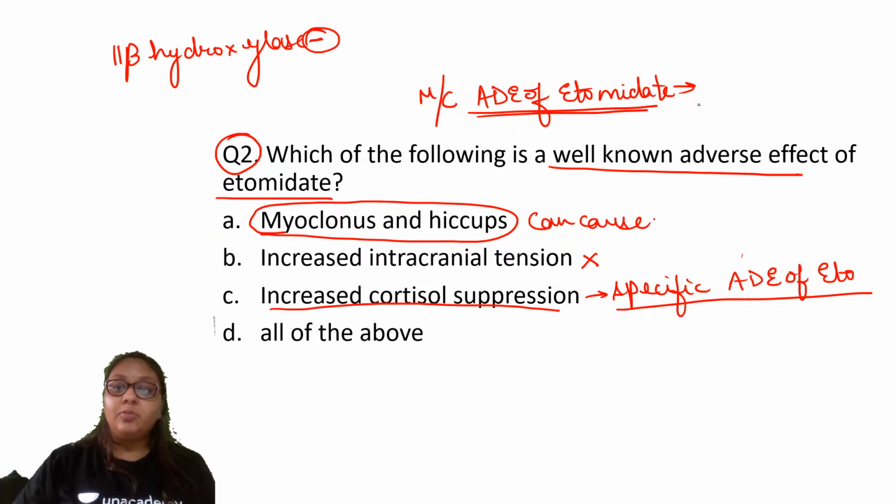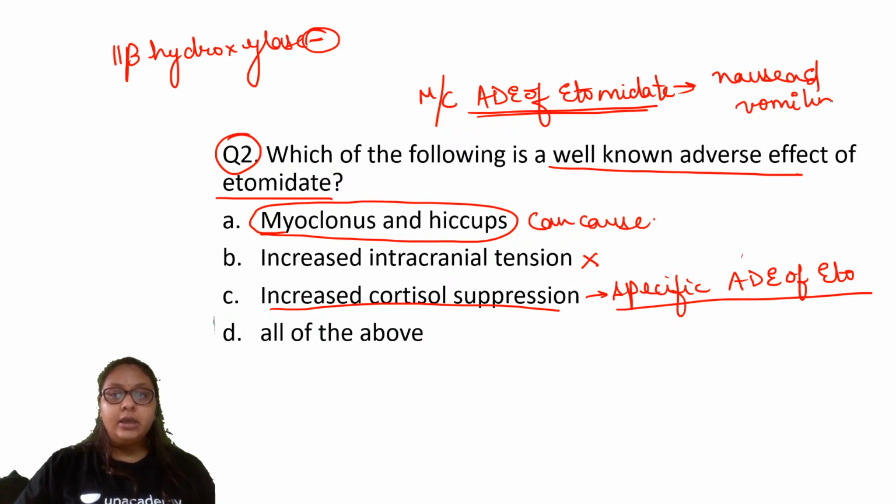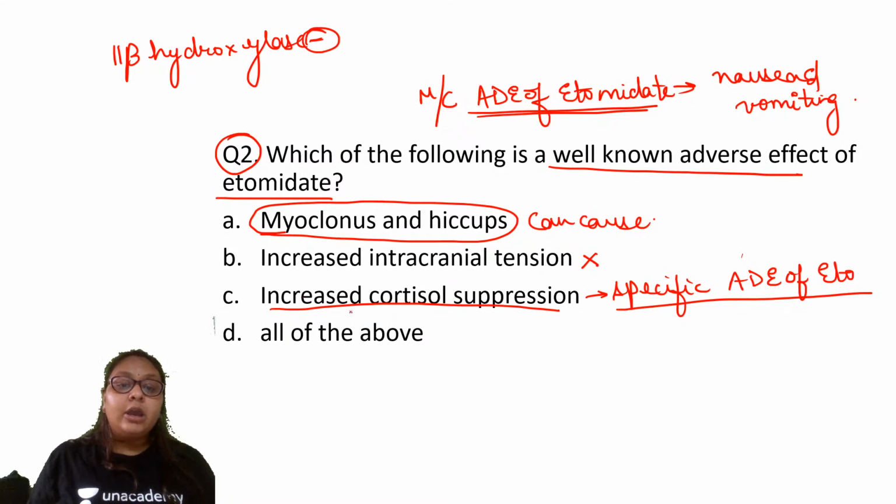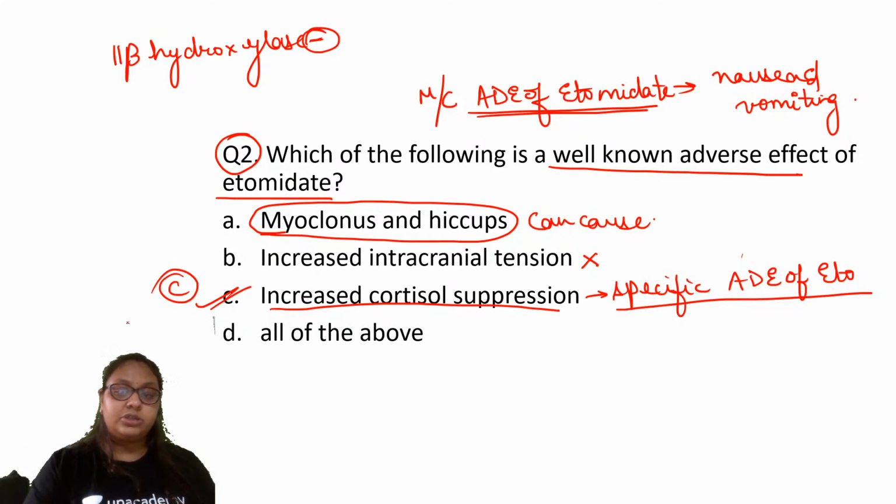The most common is, remember, nausea and vomiting. Okay? If the question is asked, yes, Dr. Ragul, it is vomiting. The most common adverse effect is nausea and vomiting. Specific is increased cortisol suppression. It can cause myoclonus and hiccups. So in this, the best answer out of these is C, that is increased cortisol suppression.